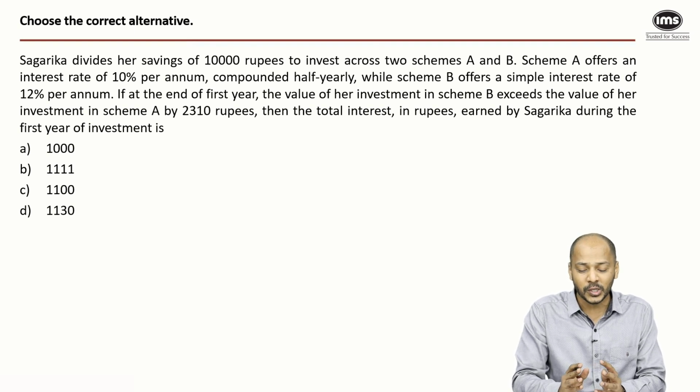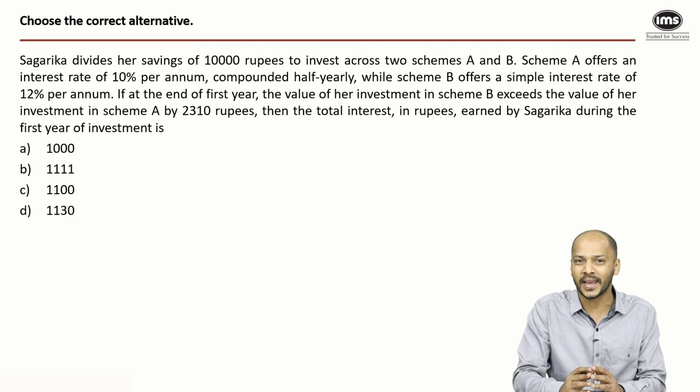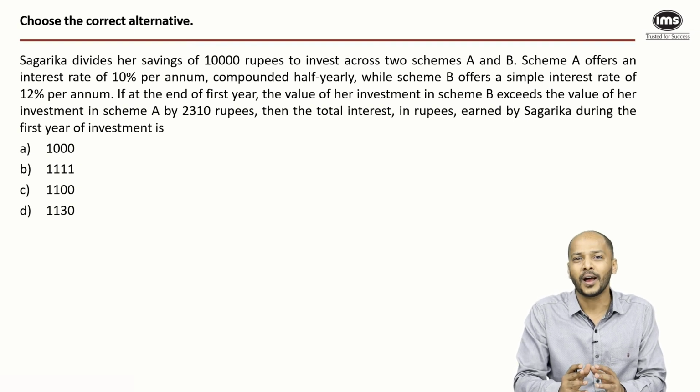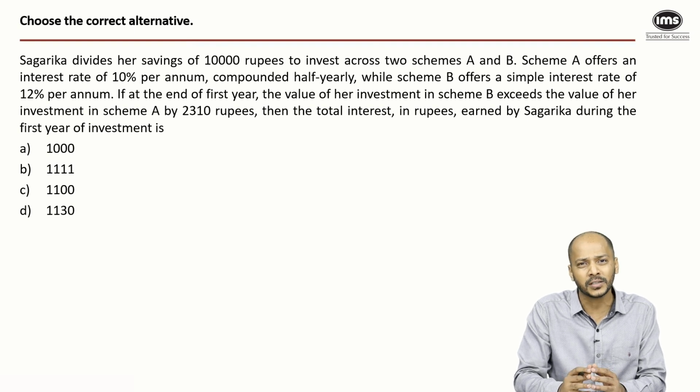Well, today's question is from the SI and CI chapter. So what we'll do is we'll read the question, understand whether I should have solved this question in the first round or whether I should have done it in the second round, and then go ahead and see how I could have solved this question. So let's read the question and understand what needs to be done.